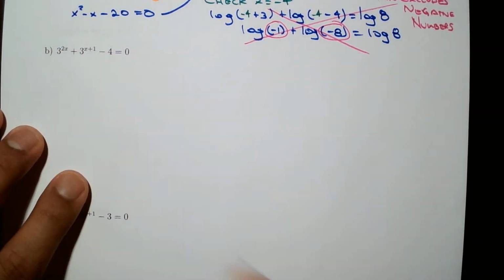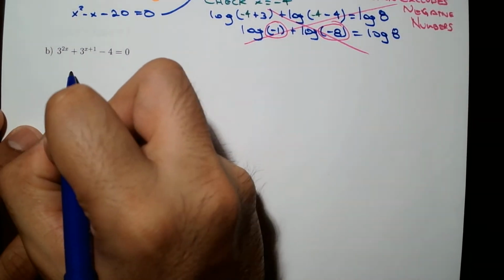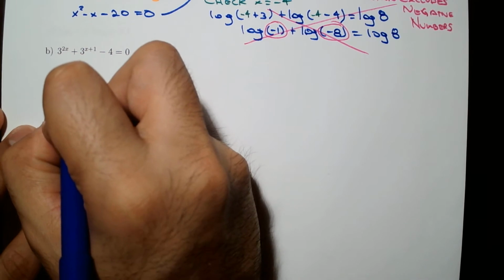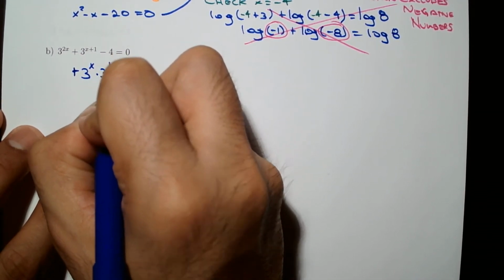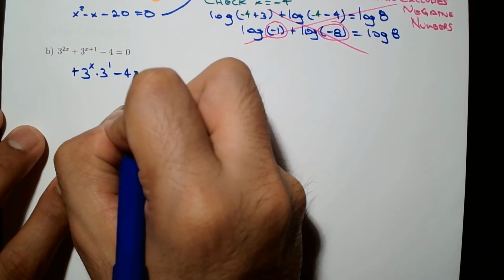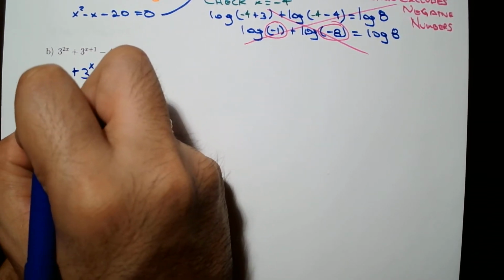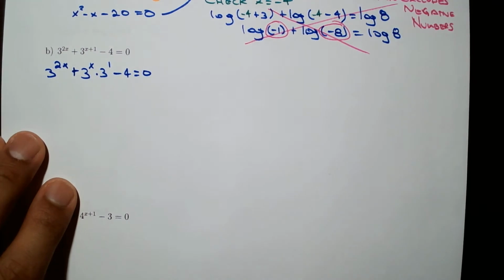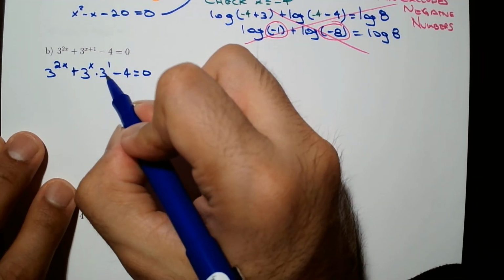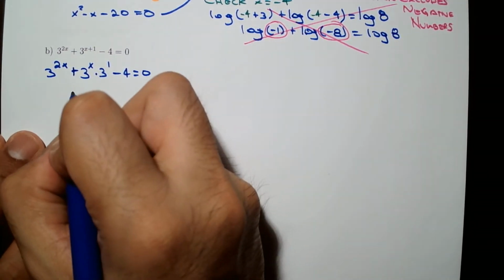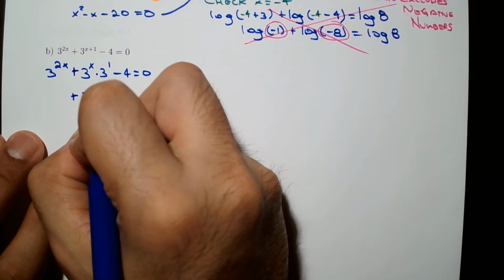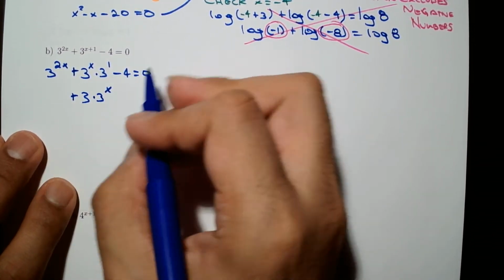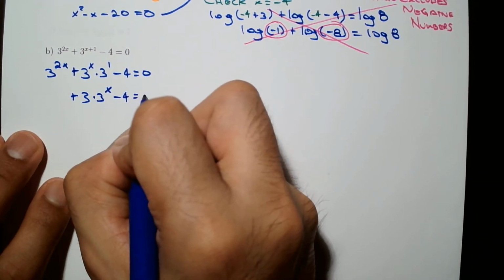So in this case, 3 to the x plus 1 is the same as saying 3 to the x times 3 to the first power. And this is 3 to the 2x. Well, this 3 to the first power can be written as simply 3, which, by the way, will be only the coefficient of this exponential term.